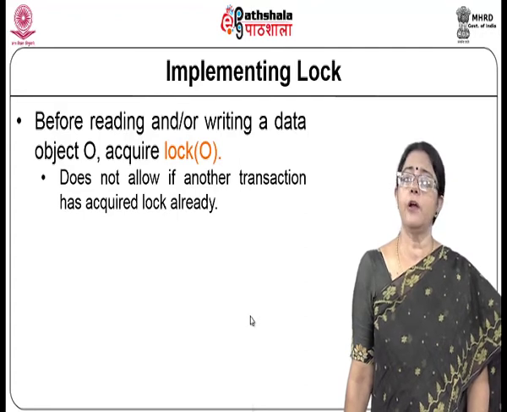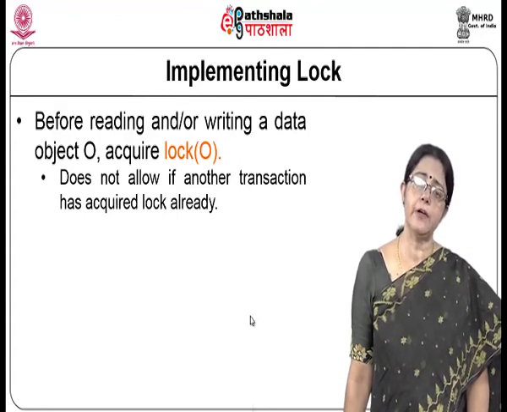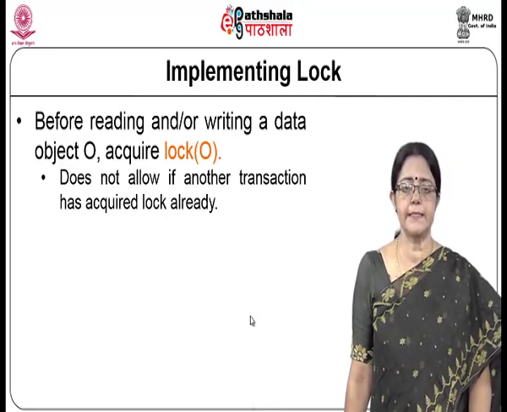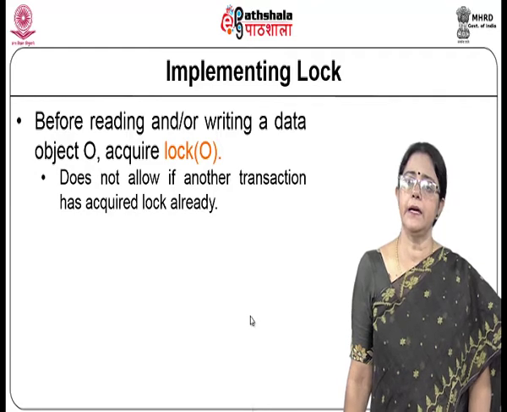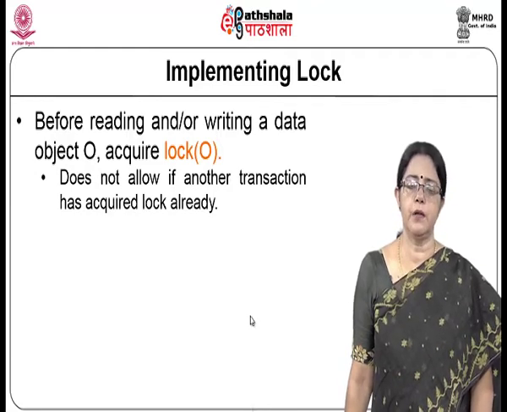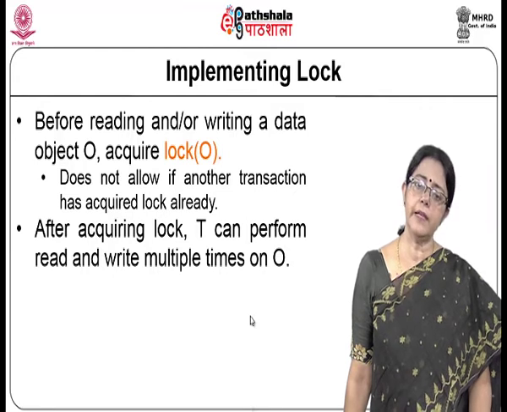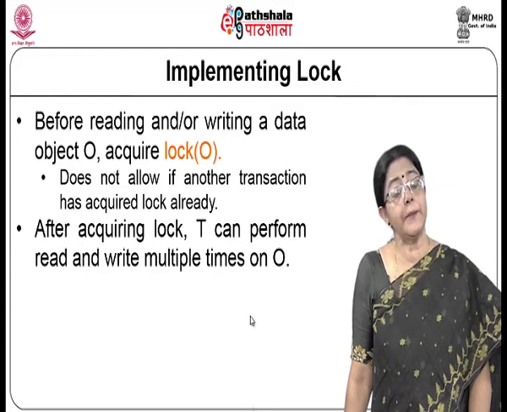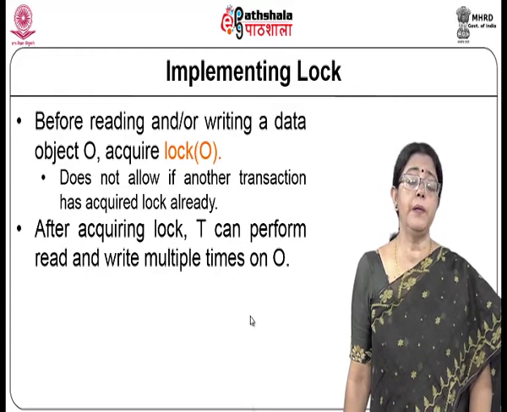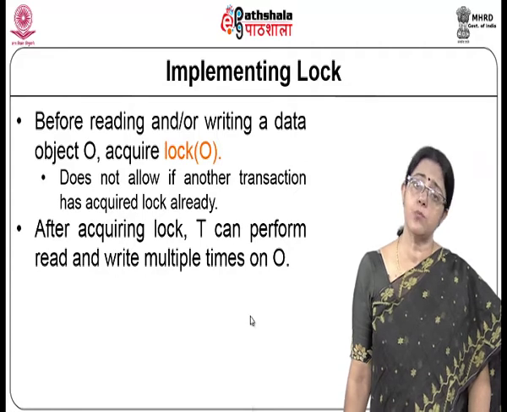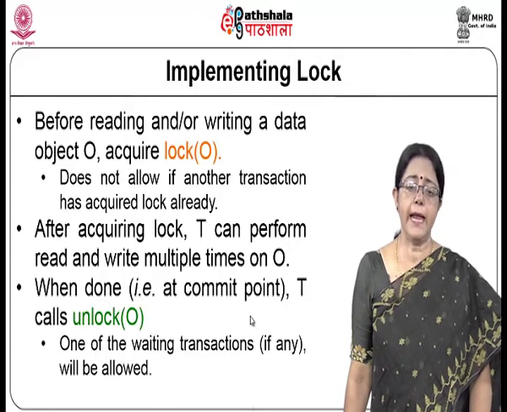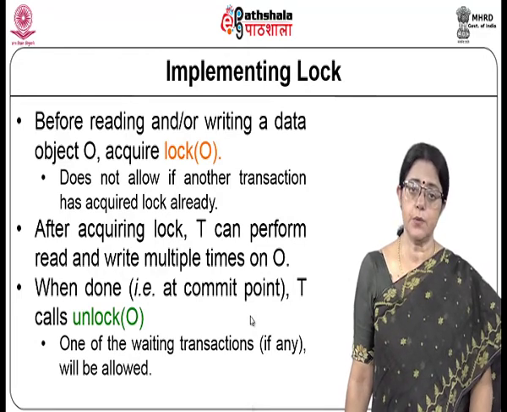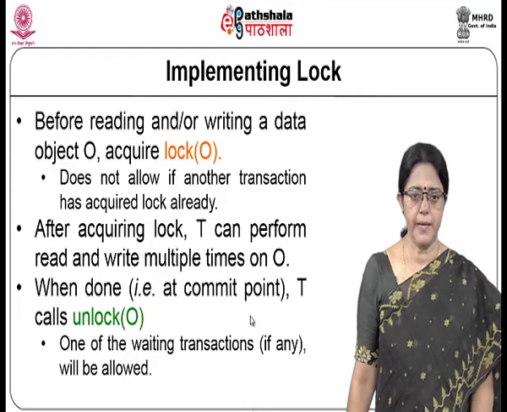Before the writing or reading process happens, we have to acquire a lock. If there are conflicting operations, then the data object will not allow the lock to be obtained. After acquiring a lock, the transaction T can perform all its reads and writes multiple times. There is no problem in accessing the same data multiple times once we have one lock. And then when it unlocks, one of the other waiting transactions will be allowed.